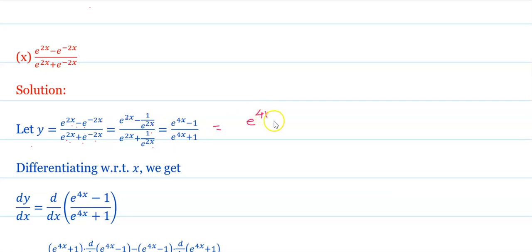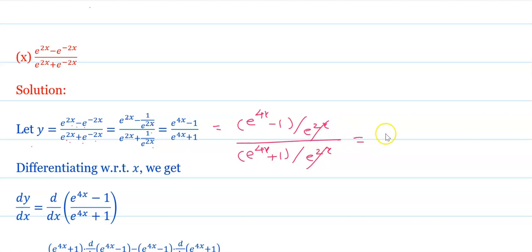It will become e raised to 4x minus 1, upon... what will come here? e raised to 2x. Again, e raised to 2x into e raised to 2x, you will get e raised to 4x plus 1, and this upon e raised to 2x. e raised to 2x, e raised to 2x get cancelled, and overall you will get e raised to 4x minus 1 upon e raised to 4x plus 1.